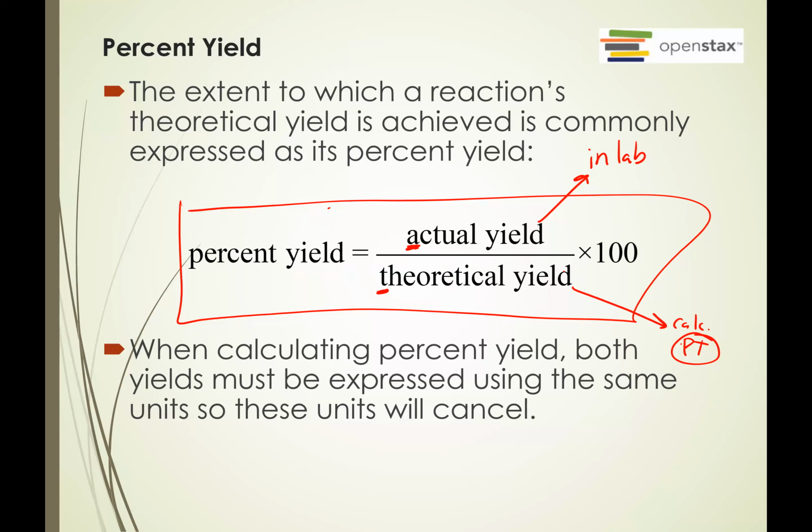So an important thing to remember is yield means product. So when we're doing percent yield, it's always the actual yield. Yield means the actual product, the theoretical product. So if you're given a reactant, you can't use that. You have to convert the reactant to product.